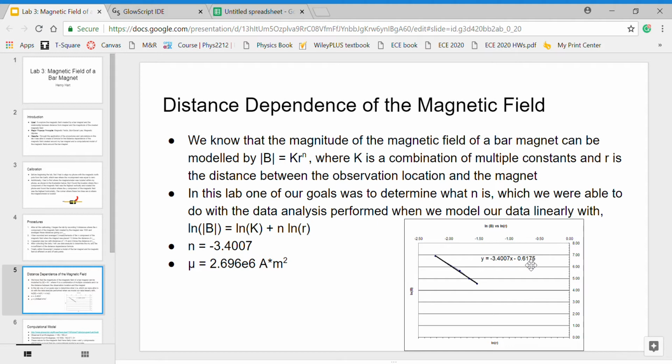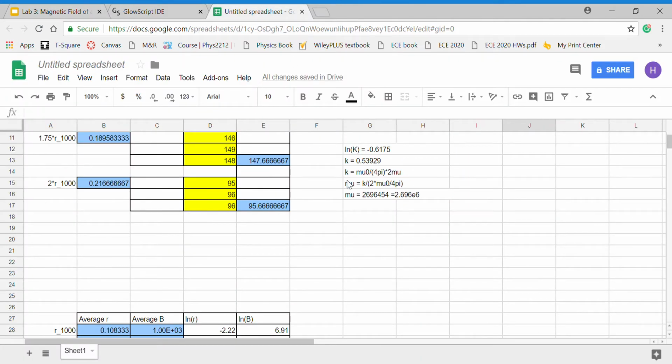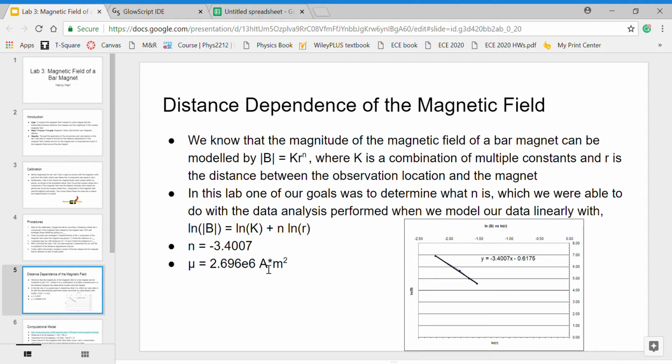So we know that n is equal to negative 3.4007, and ln of k is equal to negative 0.6175. So since we know ln of k is equal to negative 0.6175, k would then be equal to 0.53929. And since we know k is all of the multiple constants, we know that k is equal to mu naught over 4 pi times 2 mu. So we're able to find mu for our computational model, which when moving around the values, we get mu is equal to about 2.696 times 10 to the 6 amps times meter squared.